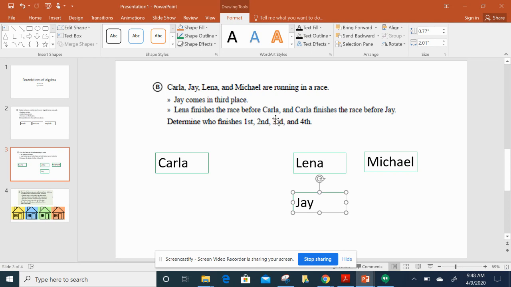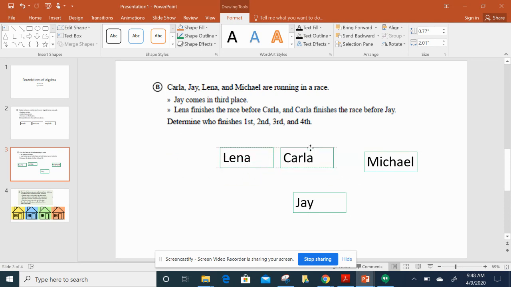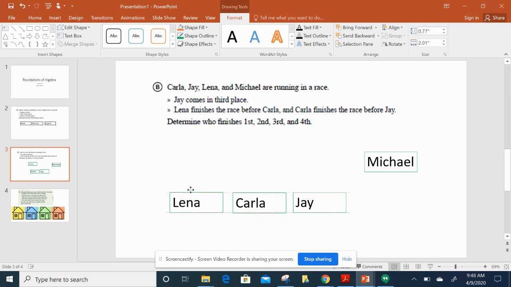Next, it says Lena finishes the race before Carla. So I'm going to go ahead and move Lena before Carla. I don't know where they actually fit in the process. Lena could be first or second, Carla at the end, I'm not sure. But then the rest of that clue says Carla finishes the race before Jay. Well, since there are only 2 spots in front of Jay, it must be that Carla is right before Jay and Lena is right before Carla, leaving only 1 spot, fourth place. And since I only have 1 person left, that must be Michael. So in this case, we would say Lena, then Carla, then Jay, and finally Michael.